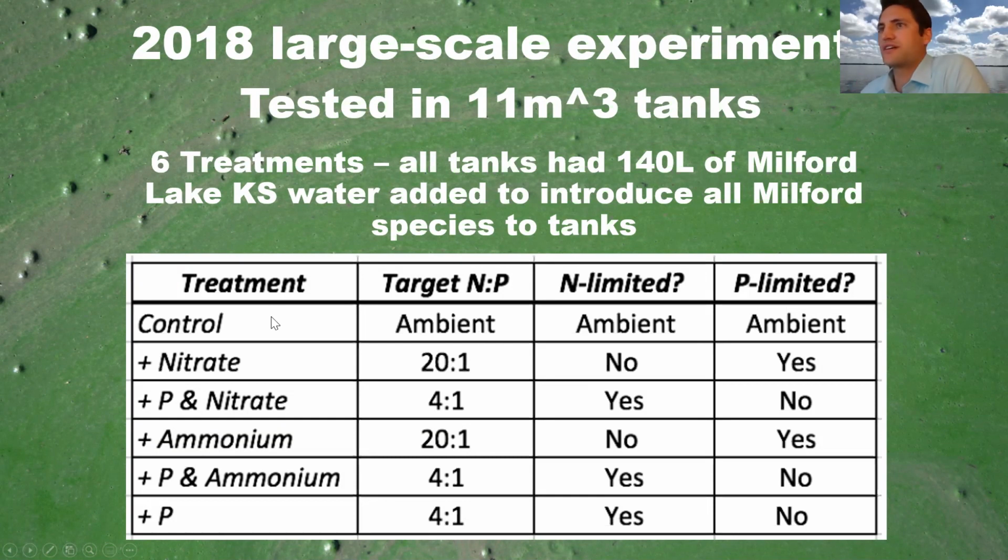So we had control tanks. We had 3 of those. We had some where we just added nitrate and some where we just added ammonium. And if you're just adding a lot of N, again, that increases the nitrogen to phosphorus ratio, and hopefully it ultimately makes the system P deficient or limited.